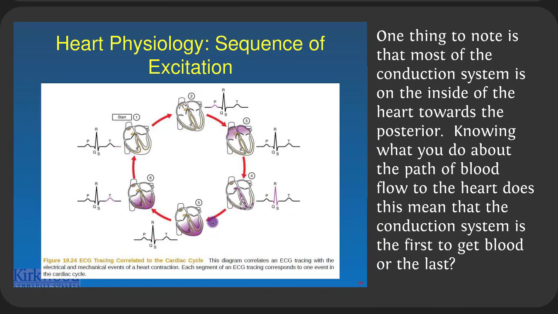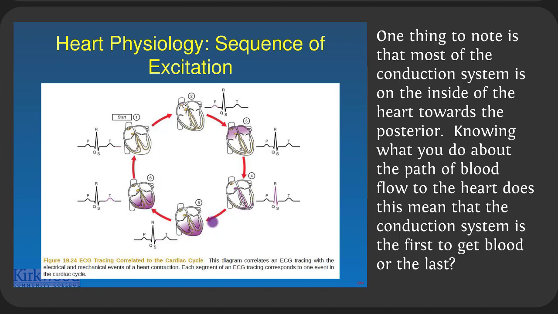So one thing to note is that most of the conduction system is on the inside of the heart towards the back. Knowing what you know about the path of blood flow to the heart, remember that blood comes out the front of the heart and goes around to the back through the right coronary artery and the circumflex. And also remember that blood flows from out to in. That's a problem for the conduction system because it's often the last place to get blood. So the SA node is high on the back of the atria, and it's one of the last places to get blood, as well as the AV node.